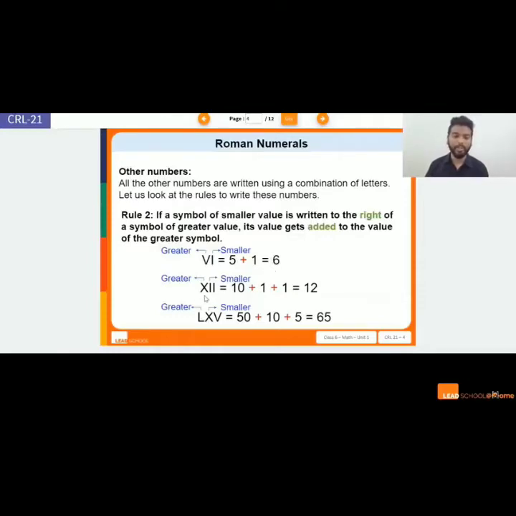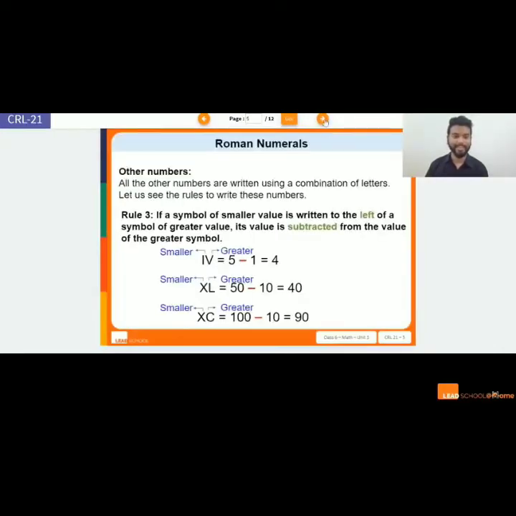Can you quickly look at your table and tell me what is the value of X? Correct. So the value of X is 10. Value of I is 1. We already know from a previous rule, if one symbol is repeated 2 times, we will just add them. So that's 10 plus 1 plus 1, that is 12. Similarly, LXV. Yeah, L means 50, X is 10, V is 5. So this is 65. Okay. Do you see how challenging it was to write a simple number in those days? Great.